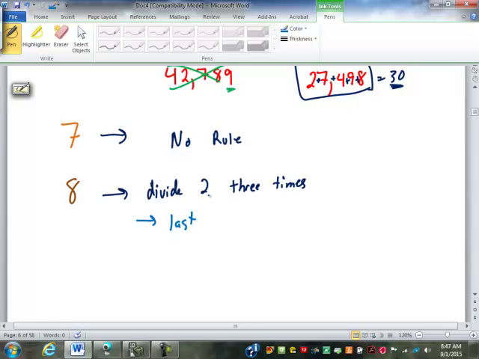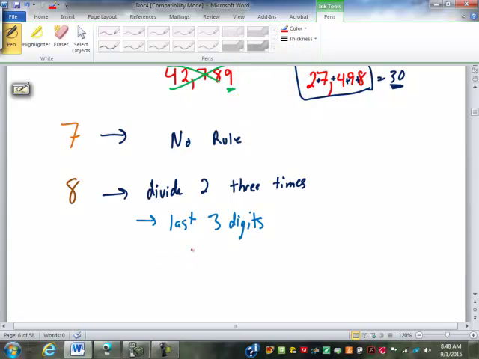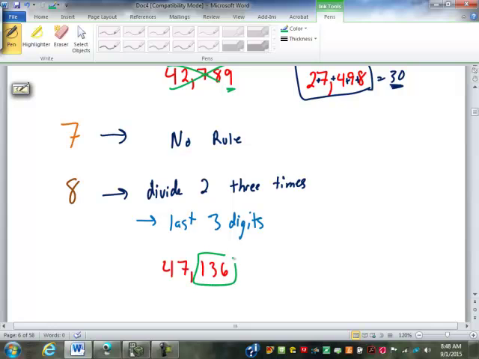For a 4, we looked at the last 2 digits of the number, and those last 2 digits had to produce a number divisible by 4. For 8, we have to look at the last 3 digits. If the last 3 digits make a number that's divisible by 8, the whole thing is divisible by 8. So let's say we have 47,136. What we're looking at here is the last 3 digits. Is 136 divisible by 8?